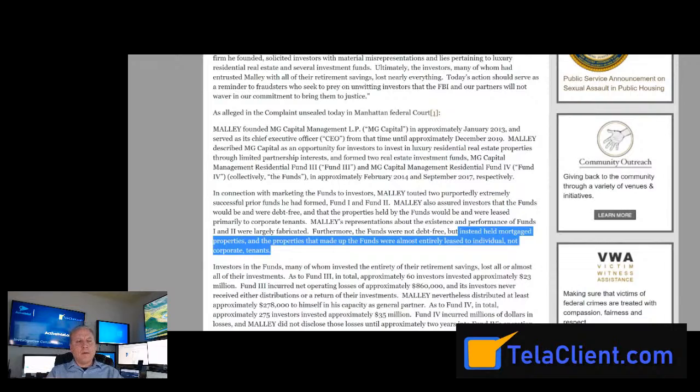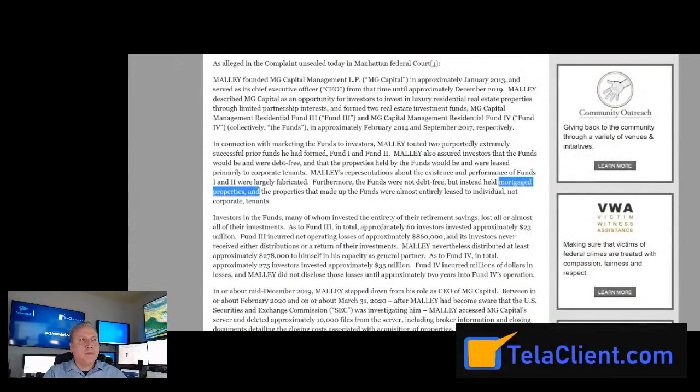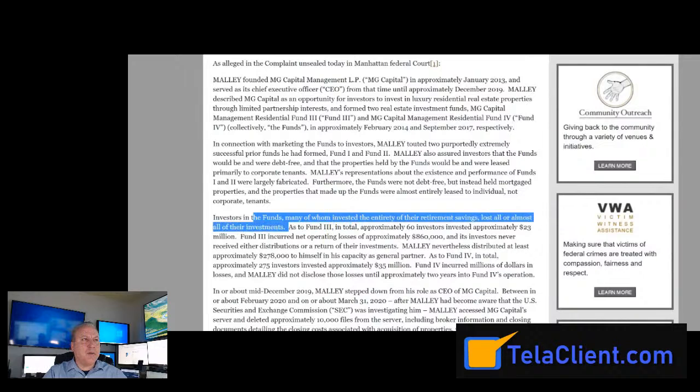So here we are, $50 million worth of investment coming from people with the belief that these were corporate properties leased to corporate tenants and that they were free and clear of debt. And allegedly, according to the SEC and the FBI, they had mortgages and were leased to individuals. Investors lost the entirety of their investment savings, lost all of their investments.